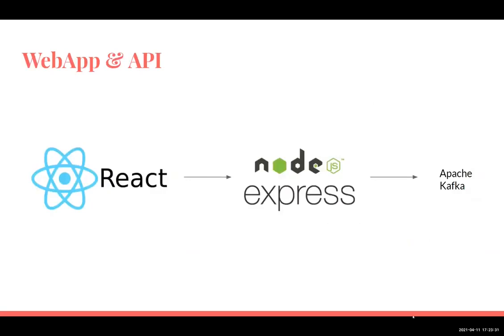In regards to the web app and API, we just use a simple React app for the web app and a Node.js Express backend for the API, which would then write the results out to Apache Kafka.